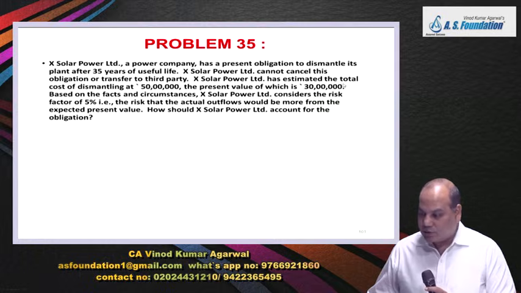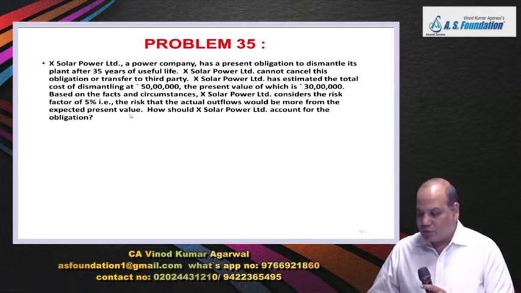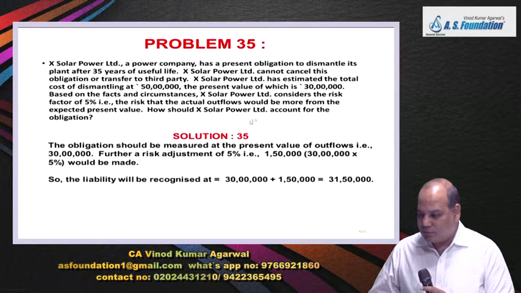X Solar Limited has estimated the total cost of dismantling will be 50 lakh, the present value of which is rupees 30 lakh. Based on the facts and circumstances, X Solar Power Limited considered a risk factor of 5%. That is the risk that the actual outflows would be more than the expected present value. How would X Solar Power Limited account for the obligation?